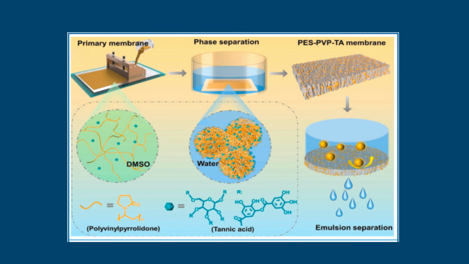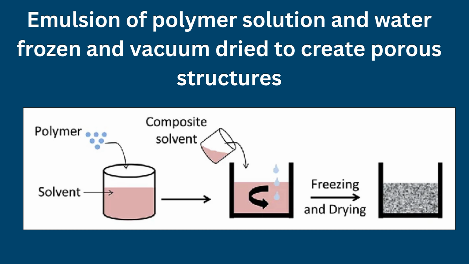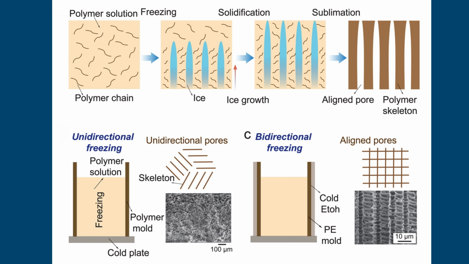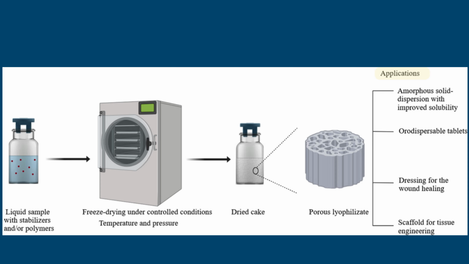Phase separation is extensively used in membrane fabrication due to its adaptability and cost-effectiveness. Freeze drying, or ice templating, is a technique that exploits the crystallization of a solvent, typically water, to create a templated porous structure. During freezing, solvent crystals grow and exclude the polymer phase, which subsequently forms the solid framework. Sublimation of the frozen solvent leaves behind a porous structure that often exhibits directional alignment. This method is particularly useful for creating biomimetic architectures and is widely applied in tissue engineering and thermal insulation.